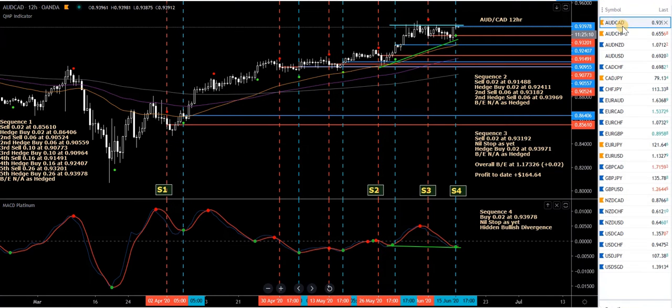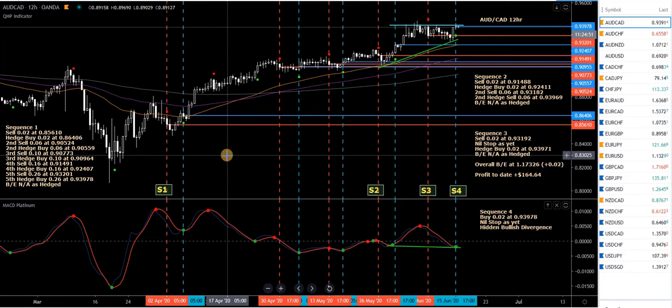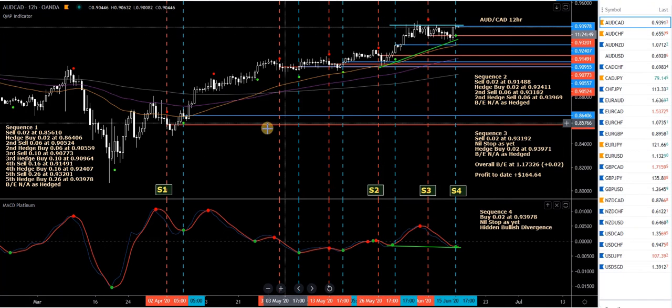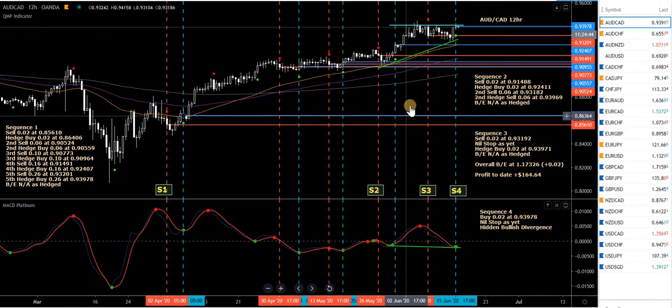All right, this is my watch list on the right. These are all the pairs I'm trading. What's highlighted in orange is what I'm going to discuss in the video. What's highlighted in blue means it trades on. No highlight, no trade. So we'll start with the busiest one first. So this is the AusCAD 12-hour. Now, there's multiple sequences on here.